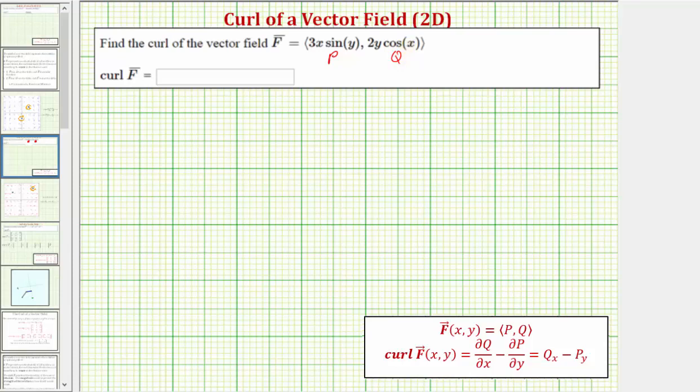So let's go ahead and use our formula here to find the curl of the given vector field, and then we'll determine the value of the curl at 2 points in the given vector field, then look at it graphically. So the curl of the two-dimensional vector field F is equal to the partial derivative of Q with respect to x minus the partial derivative of P with respect to y. So in our case, we'd have the partial derivative of 2y cosine x with respect to x minus the partial derivative of 3x sine y with respect to y.